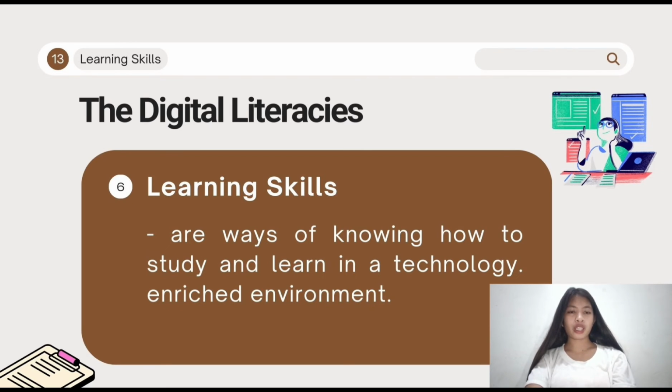The sixth one here is learning skills. These are the ways of knowing how to study and learn in a technology-enriched environment. It defines learning skills as the abilities needed to study and learn effectively in a world where technology is a major part of education. This includes skills like using digital tools, evaluating information online, and working with others digitally.